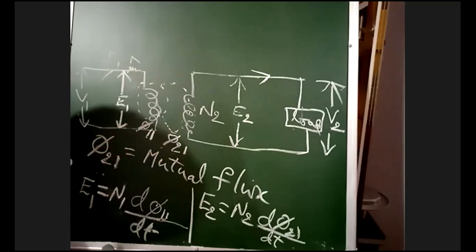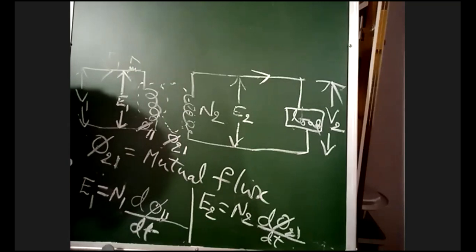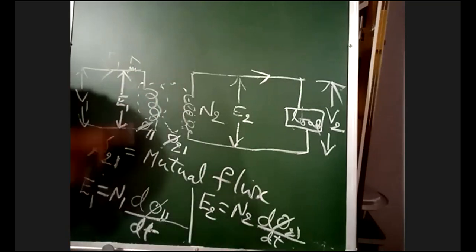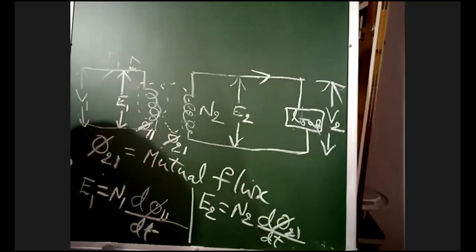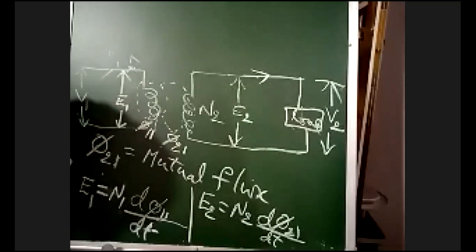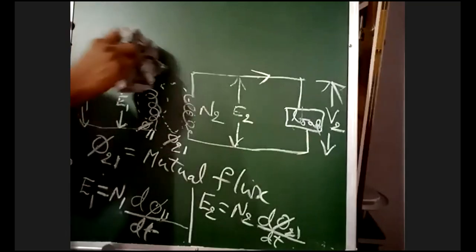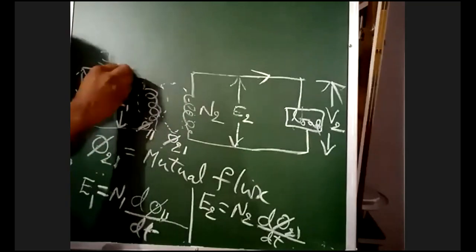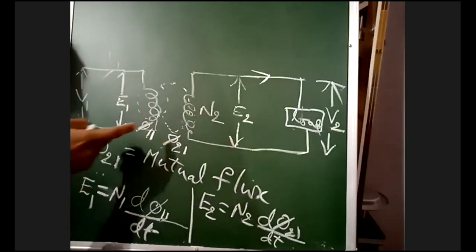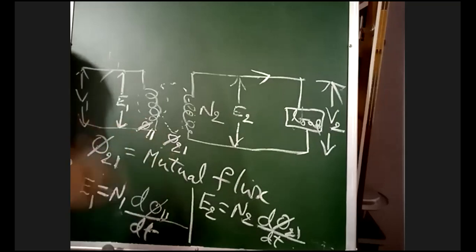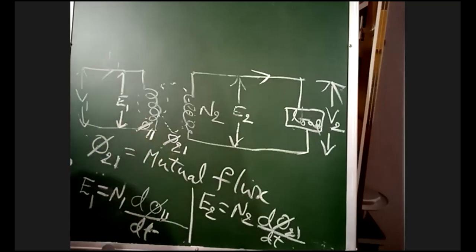In the exam, if they ask what is the principle in transformer, you have to write that the principle in transformer is mutual induction. They'll give 2 marks. There is no need to explain what is E1, what is E2. Nobody will ask all these things. For your understanding purpose, I have told all these points. If I am not explaining what is self flux and mutual flux, you can't understand what mutual induction means.